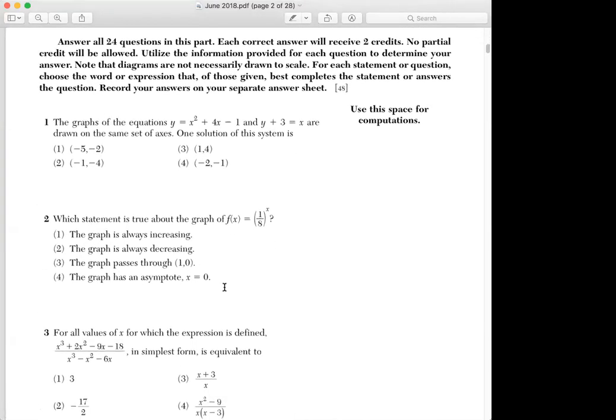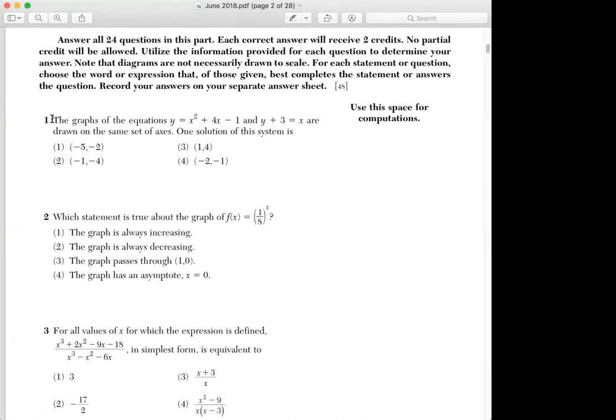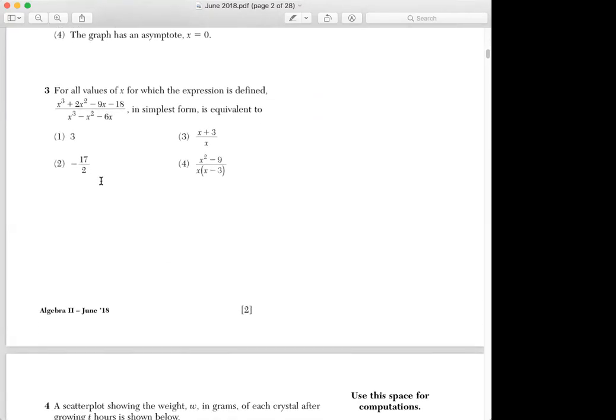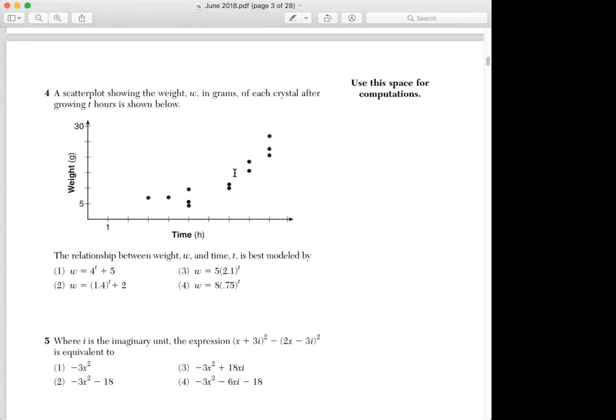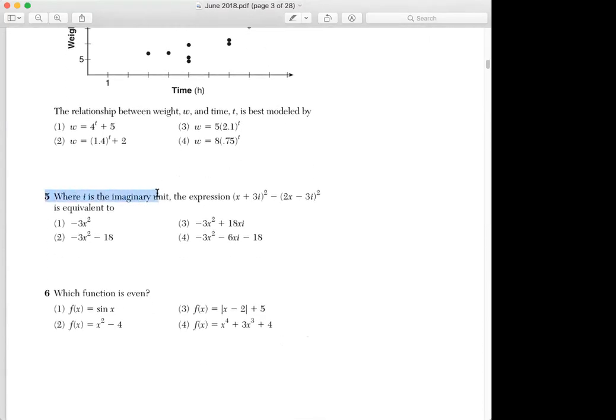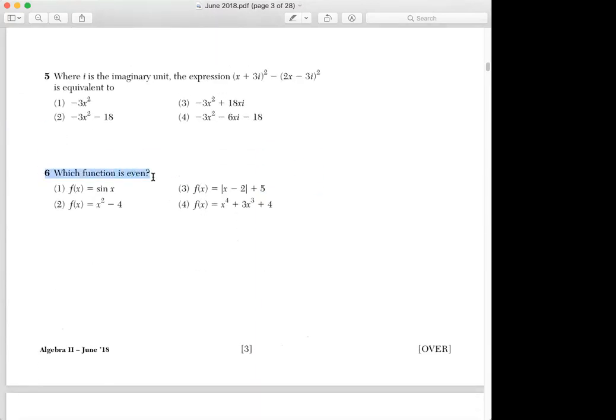Okay. Yes, substitution. That's 1 that you can get. 2, no. 3, factor and cancel. That's 2 that you can get. 4, nope. 5, yes. That's 3 that you can get. Imaginary number. 6, yes. Graph these and look at which one is reflected over the y-axis. That's another one that you can get.